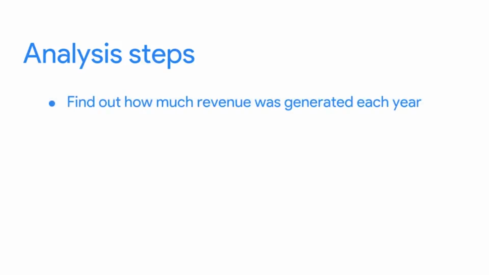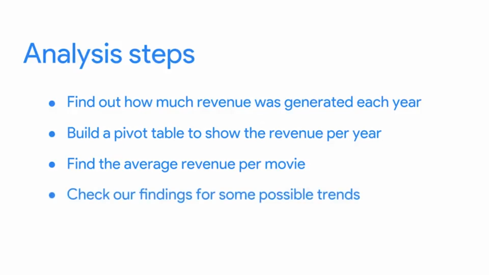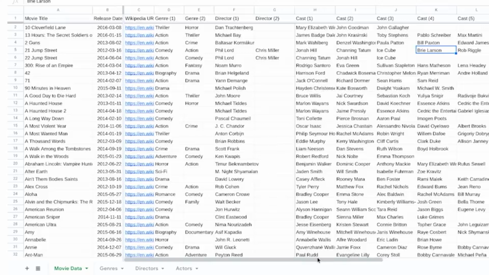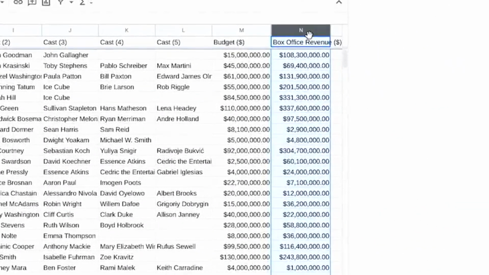First, we need to find out how much revenue was generated each year. A pivot table is a good way to organize this, so we'll build a pivot table to show this. In our pivot table, we can also find the average revenue per movie. We can then check our findings for some possible trends. We'll start by finding the revenue generated each year. This gives us the release date for each movie in column B and the box office revenue in column N.